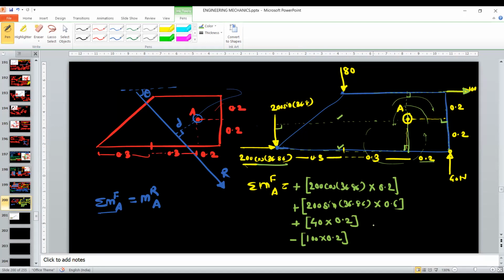And last, 80 into, from 80, just extend the line of action, and this is the perpendicular line. So this distance is equal to 0.3 meter. So 80 into 0.3, and moment by 80 is again anti-clockwise. This is the direction, so this is positive. So this is the summation of moment by all the forces about the point A. Now just calculate this value.